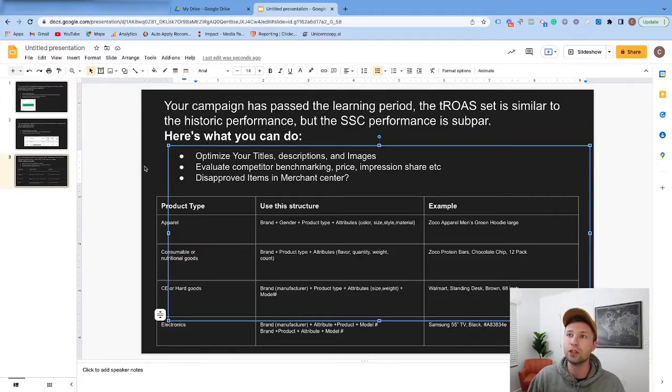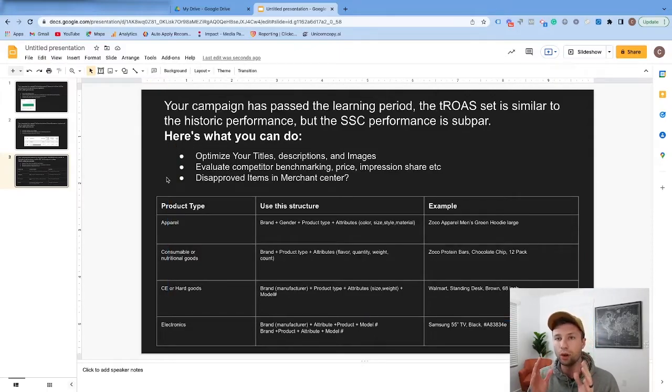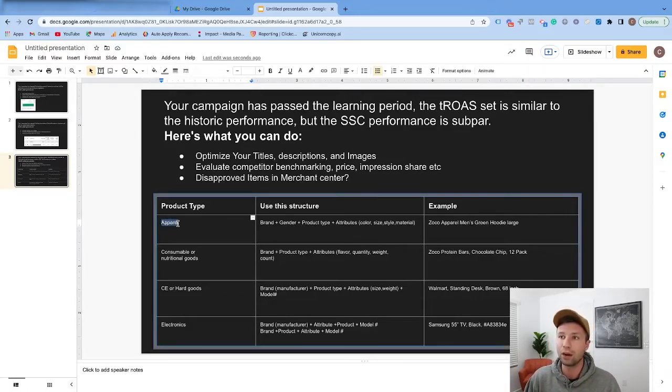A lot of people ask me, hey, how do I optimize my title, or what's a good template to use? Here's the template that I use. If your product type is apparel, you want the headline to have your brand, gender, product type, attributes, color, size, material, etc. An example is Zoco apparel, men's green hoodie, large. That's an example of how you can optimize your product type.